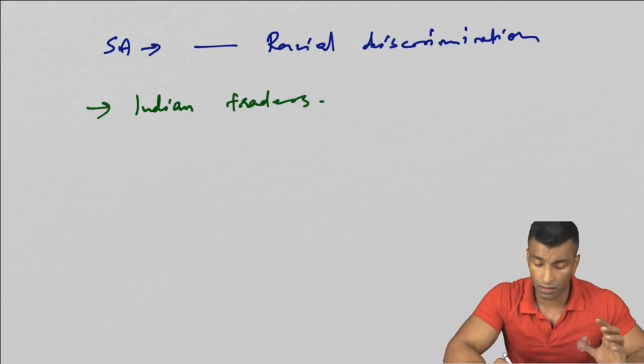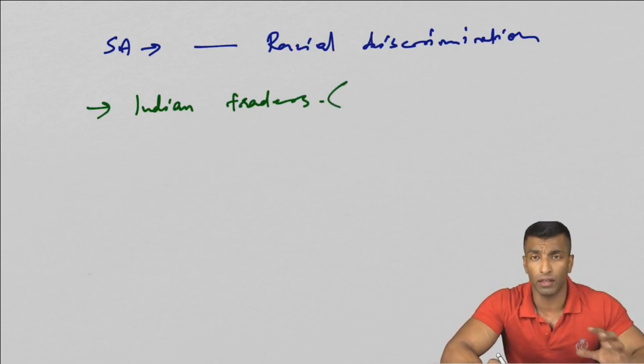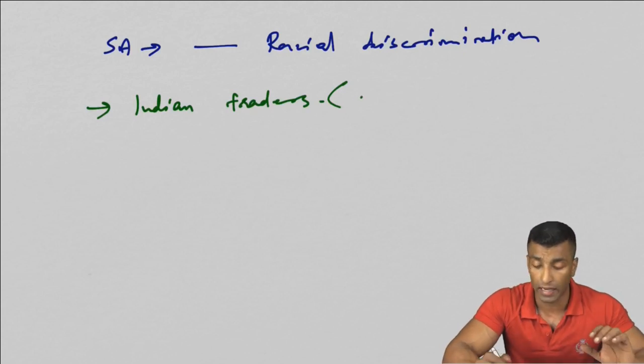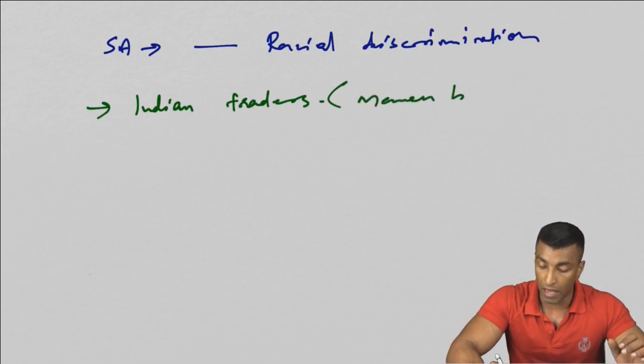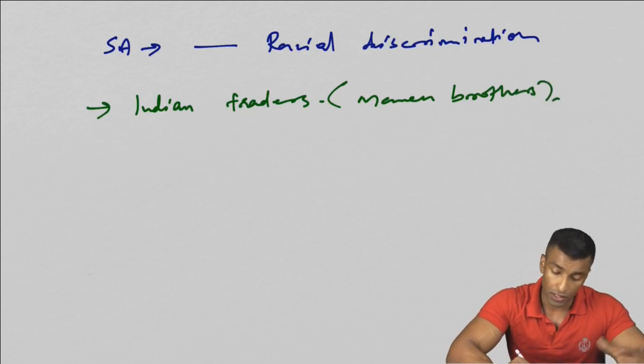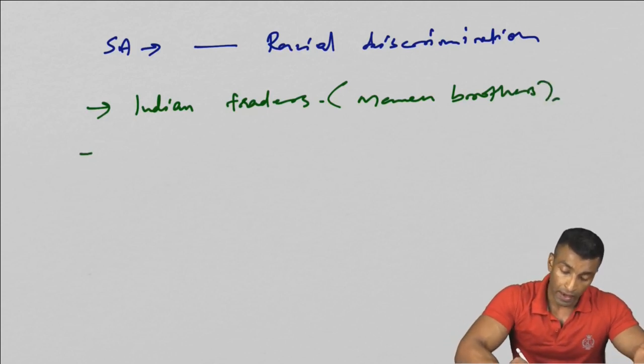So Indian traders, the trading community, even like these Memon brothers, etc. Gandhi in fact went to South Africa to fight a case for these Memon brothers. Okay, so these are trading communities. So the first group was actually the Indian traders.